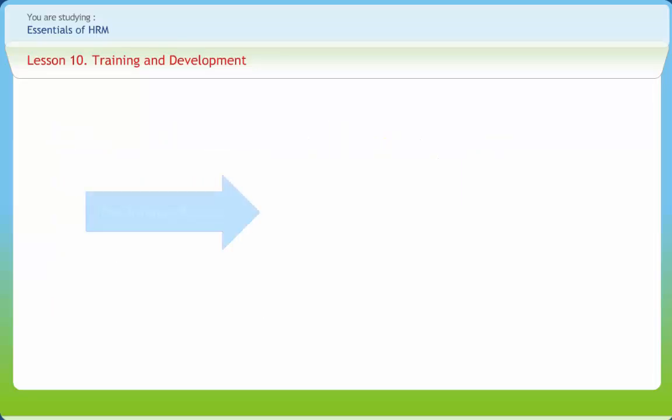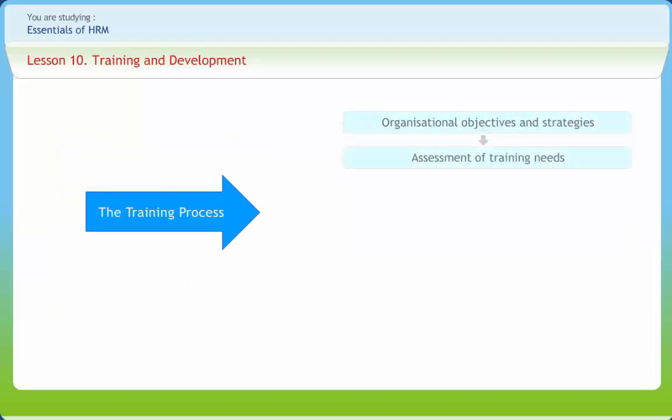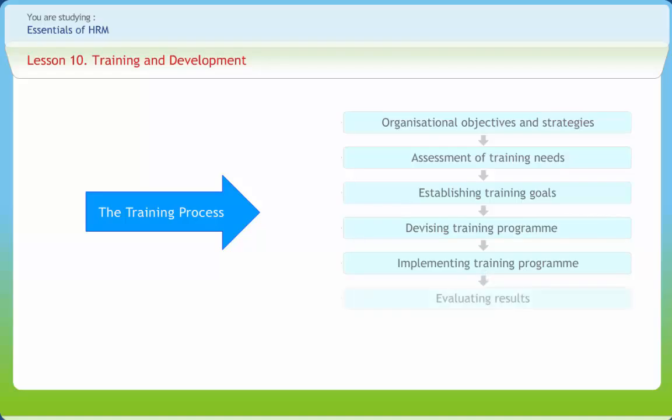Now we will discuss the training process. The first step is to assess the organizational objectives and strategies, the current status of business, the vision, etc. The next stage is need assessment. In this stage, present problems and future challenges to be met through training and development are diagnosed. It is done at 3 levels, namely organizational analysis that focuses on identifying the broad forces, task analysis that identifies job-related needs, and personal analysis that determines individuals' training needs.